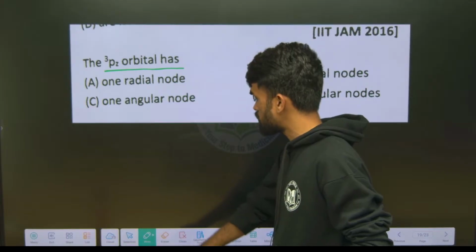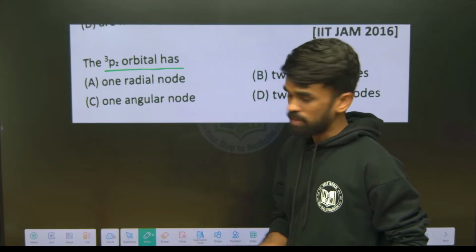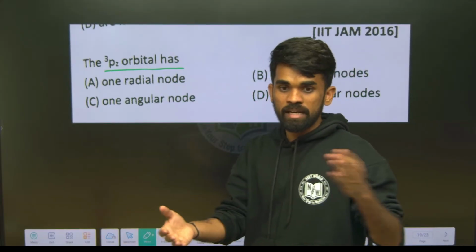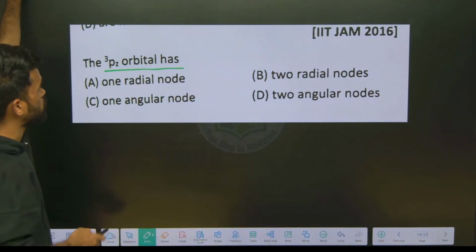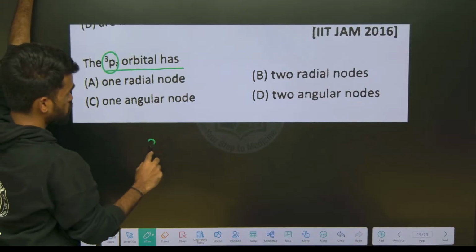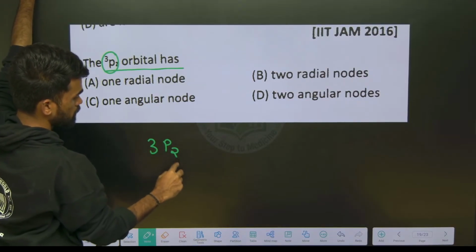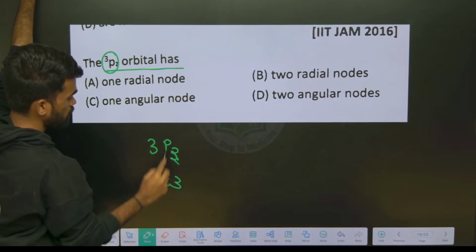Anyways, IIT JAM questions are a little bit tougher when I compare IIT JAM biotechnology with IIT JAM chemistry. But you can just try whatever possible questions you have. Yes, answer this question. So 3pz, n is 3, l is 2, sir.